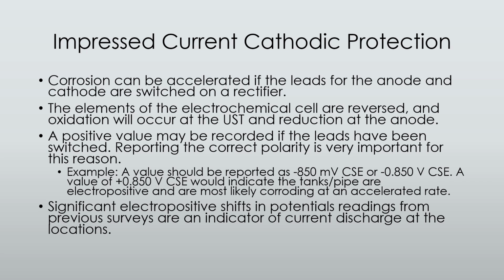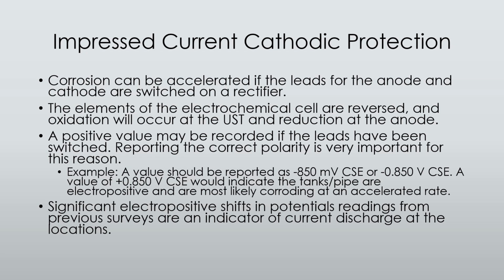So when you're out in the field and you're taking a survey, a positive value may be recorded if the leads have been switched. Reporting the correct polarity is very important for this reason. Do not leave out your symbols on a report. For example, a value should be reported as negative 850 millivolts CSE or negative 0.850 volts CSE. The leading zero should be included for clarity if you are using volts.